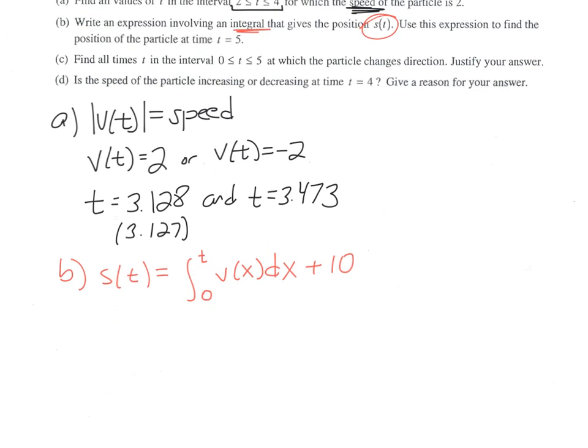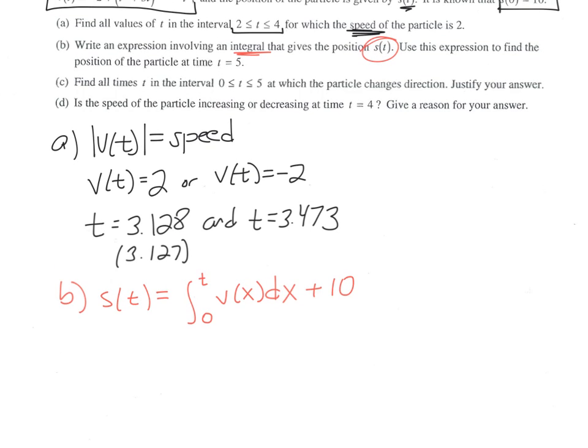is equal to 10. All right, second part of part B says to use the expression to find the position of the particle at time t equals 5. So we're looking for s of 5. Now let's say if you had trouble finding this expression, then you would have trouble finding this. What you want to do is make up anything. Just have some expression here that you can use to substitute 5. Depending on what your expression is, you may get some credit.